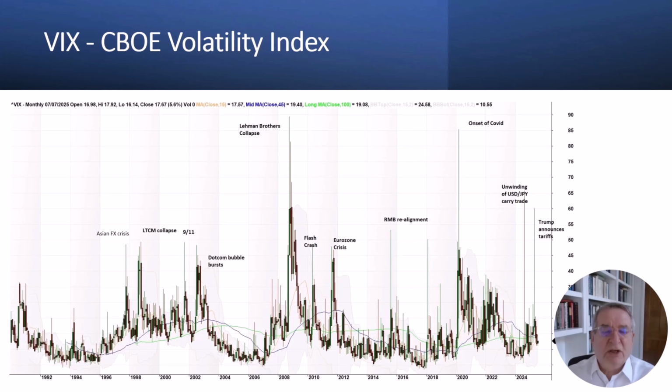Now, another really key KRI at the systemic level really is this one illustrated here, which is the VIX. That stands for the CBOE. This is the Chicago Board Options Exchange Volatility Index. Now, let me just explain what the VIX is.